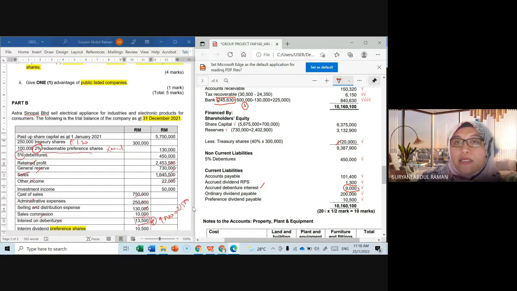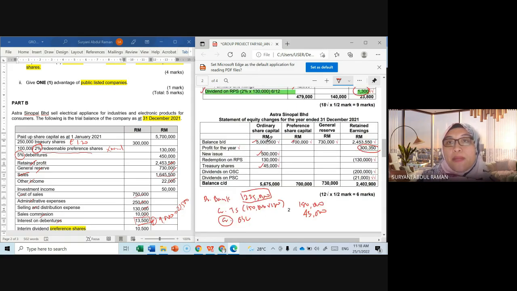Lagi efek dia kat mana? Okay, ni done. Efek dia dekat duit tadi kita dapat 225,000. Okay? Tambah nampak? Dia tambah. Dapat duit, jual saham, jual treasury shares.